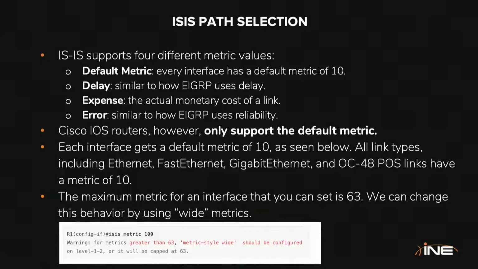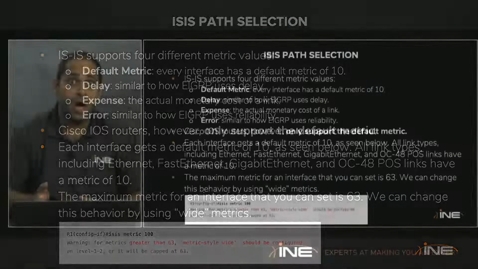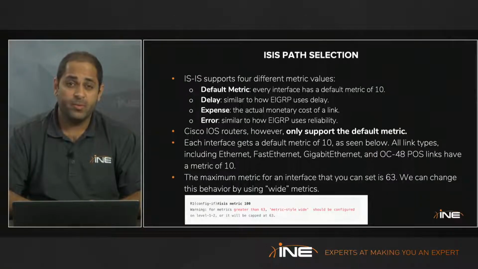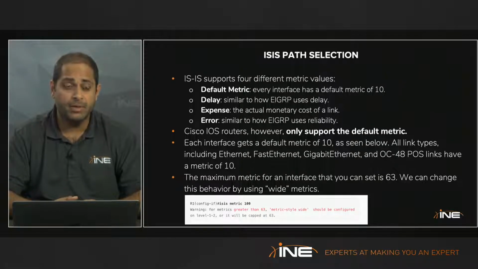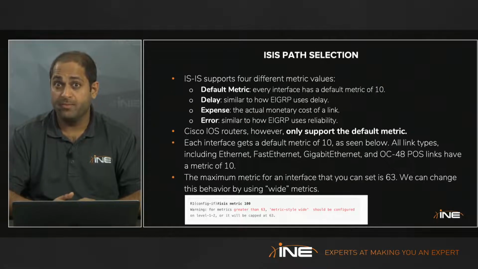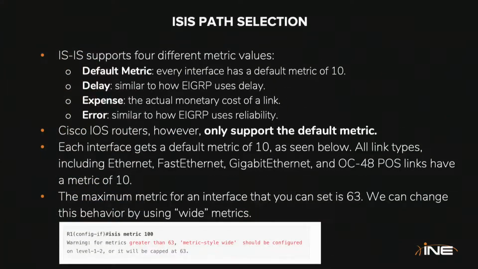Now ISIS path selection, to understand that you must first understand the metrics of ISIS. Like how in OSPF the metric was cost, and in EIGRP we had bandwidth, delay, reliability, load and MTU. RIP had hop count. ISIS also has 4 different metric values. We have default metric, which is always 10 by default. So every link has a cost of 10, or every hop count of a router has a cost of 10.